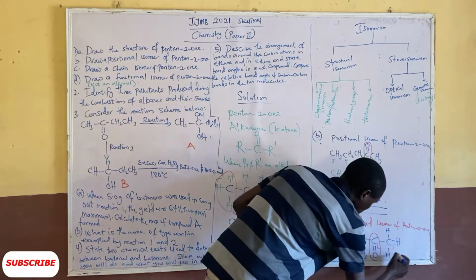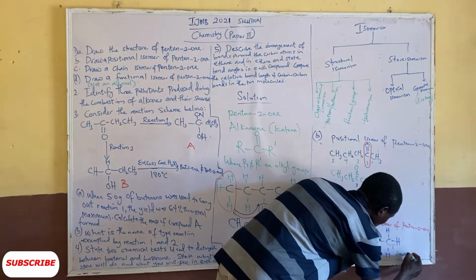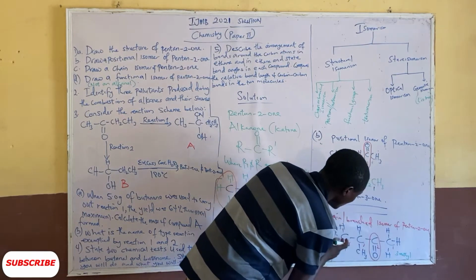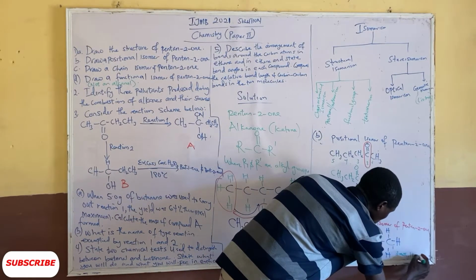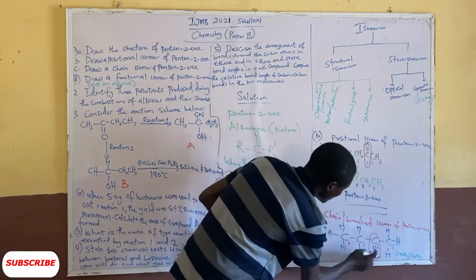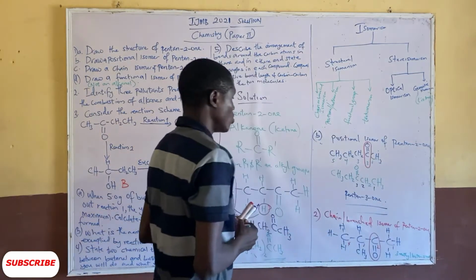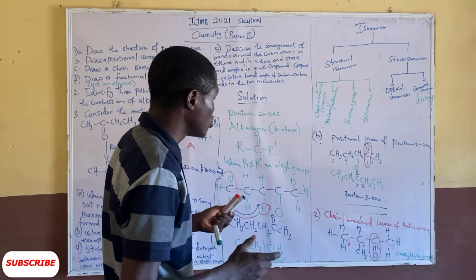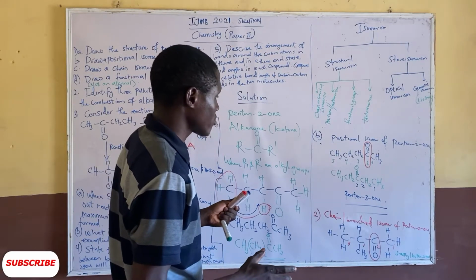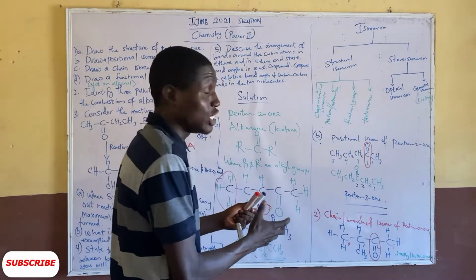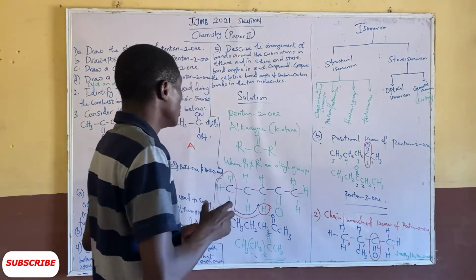3-methyl. What's the parent name? 1, 2, 3, 4. Butan. Now, butan-2-one. So that's that. 3-methyl butan-2-one. So that's one of them. That's how you can write the chain or branch isomers of pentan-2-one. So that's that about that one.